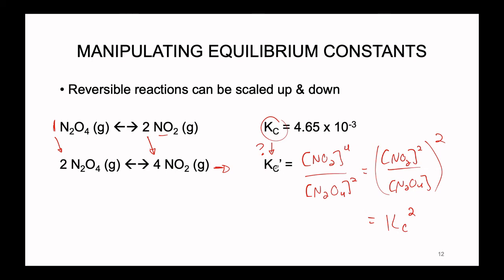And so your Kc prime, numerically speaking, is going to be equal to 4.65 times 10 to the negative 3rd, squared. So if we double a reaction, we're going to take that factor and raise it up into the exponent of our old Kc to figure out what the new Kc is equal to. This is going to give us a value that is equal to 2.16 times 10 to the negative 5th.